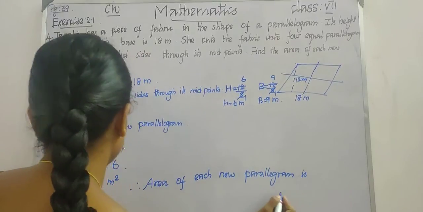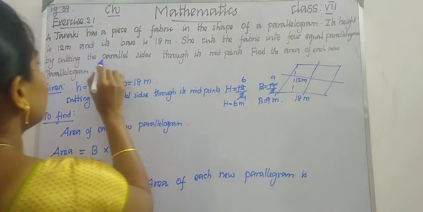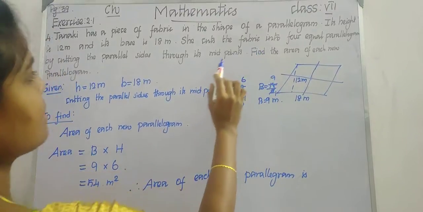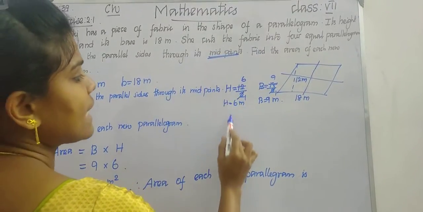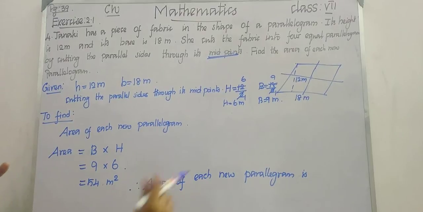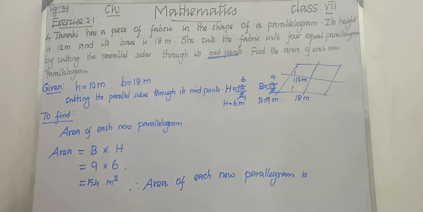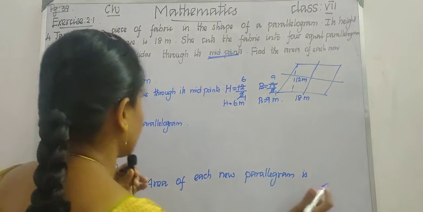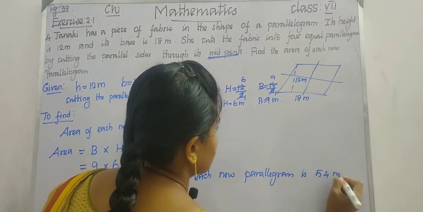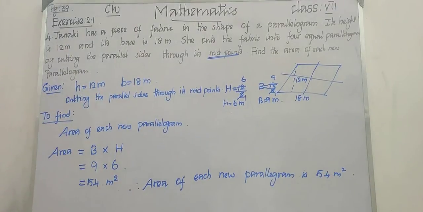So how will you find them? They had mentioned the midpoint, so midpoint means we can divide that by 2. So we got the new height and base as 6 and 9. So what is the area? Area of each new parallelogram is 54 meter square. Okay, children, copy this in your classwork notebook. Pause the video and write. After completing this one, write the 5th question in your classwork notebook.